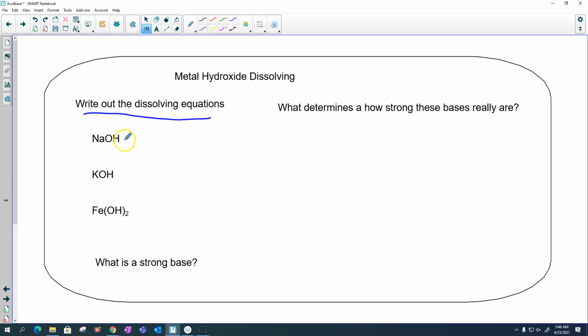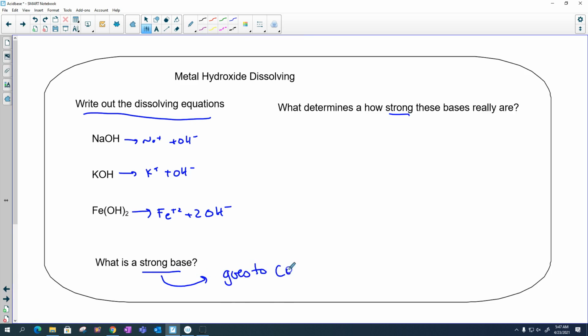All right, so this guy is Na+ OH-. We have this guy is K+ OH-, and this guy is going to be Fe2+ plus 2 OH-. Okay, so what really determines how strong a base is? In fact, what is a strong base? Okay, we're just starting to get into this stuff a little bit. A strong base is something that essentially goes to completion.